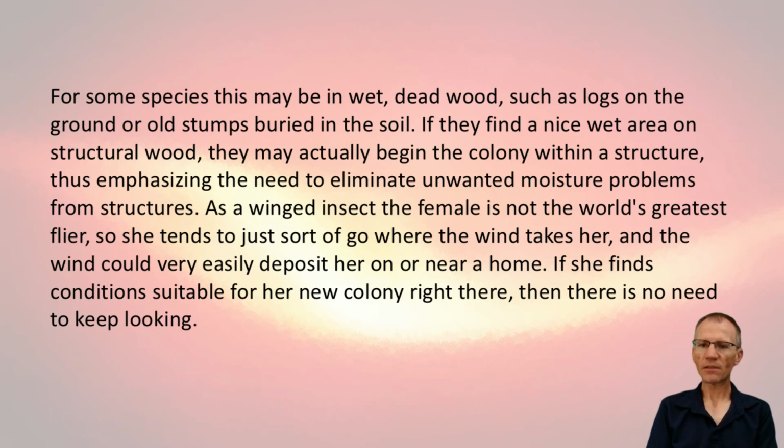If they find a nice wet area on structural wood, they may actually begin the colony within a structure, thus emphasizing the need to eliminate unwanted moisture problems from structures. As a winged insect, the female is not the world's greatest flyer, so she tends to just go where the wind takes her, and the wind could very easily deposit her on or near a home. If she finds conditions suitable for a new colony right there, then there is no need to keep looking.